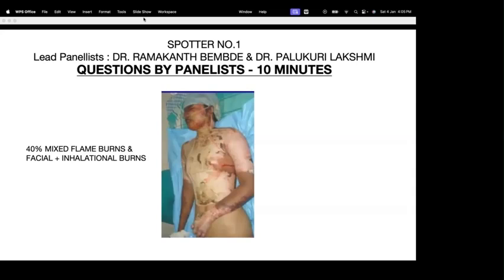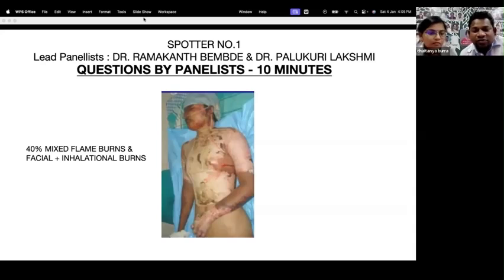So what will be your line of management? Since this is a deep burn involving the chest wall, if there is a circumferential burn and evidence of eschar surrounding the chest wall, then an escharotomy over the chest wall would help the patient. The circumferential eschar compresses the chest wall, causing restrictive breathing, and escharotomy helps in decompressing the chest wall.